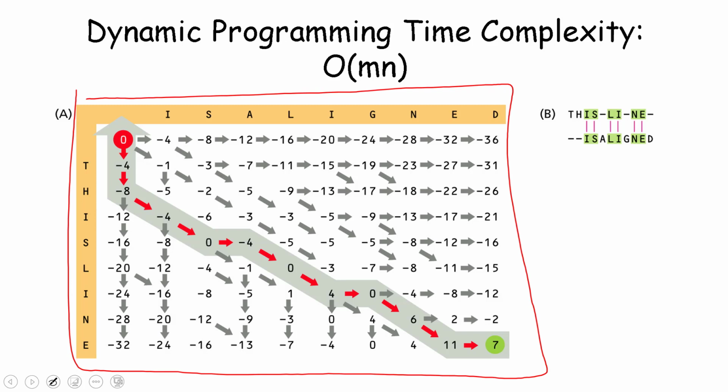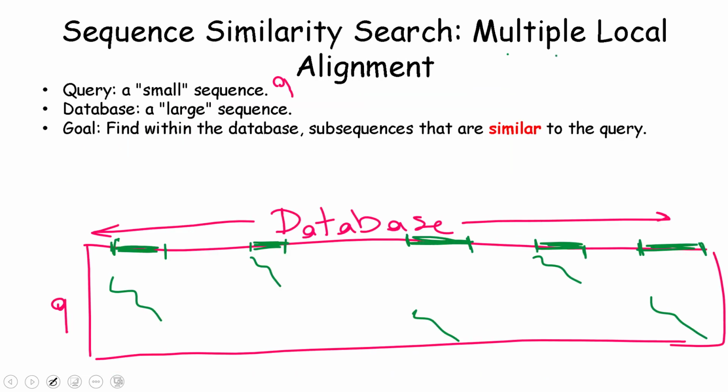In practical terms, if we are comparing two genes or two proteins, which would be several hundred to several thousand characters long, the sequence alignment would take less than a second to compute. But what if one of the sequences were really long? Say if we were comparing a protein sequence with the entire genome of an organism, which can be in the order of several billion characters.